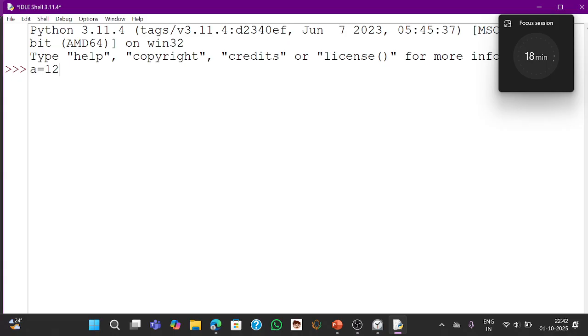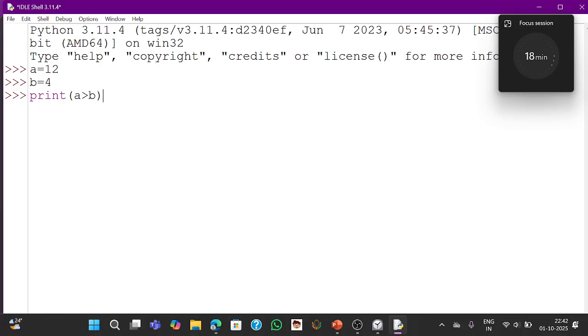Let's say A is equal to 12, then I have B is equal to 4. Now I want to know the relation between these two. So I'm asking A greater than B. This is like a question mark. This is like I'm asking the Python program a question. A is greater than B. What it asks is the yes and no that we answer.